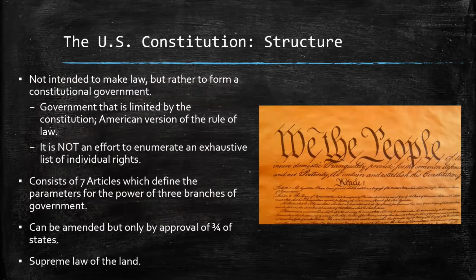Article 1 forms the legislative branch, Article 2 forms the executive branch, and Article 3 forms the judicial branch. Each of the articles of the U.S. Constitution is important, but the first 3 are the primary source of power for the 3 branches of our national government, and we will focus our attention on just them.